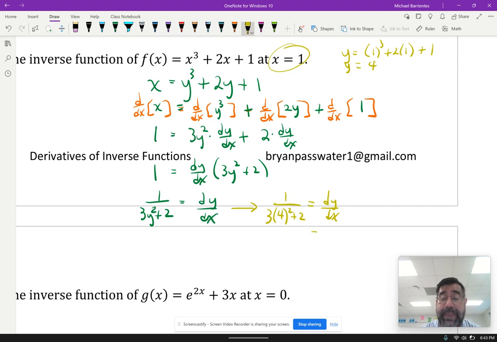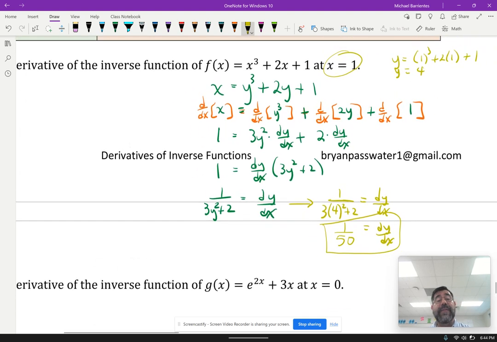Okay, so therefore dy/dx at x equals 1 is, let's see, I have to do exponents first. So 4 squared, that's 16. And then I have to do multiplication. 16 times 3 is 48. And then I can add 2, and that's going to be 1/50th. This is the value that I'm looking for. This is the derivative of the inverse function of f at x equals 1. Notice that I had to plug in a 4 into the derivative because it was in terms of y. That seems doable.